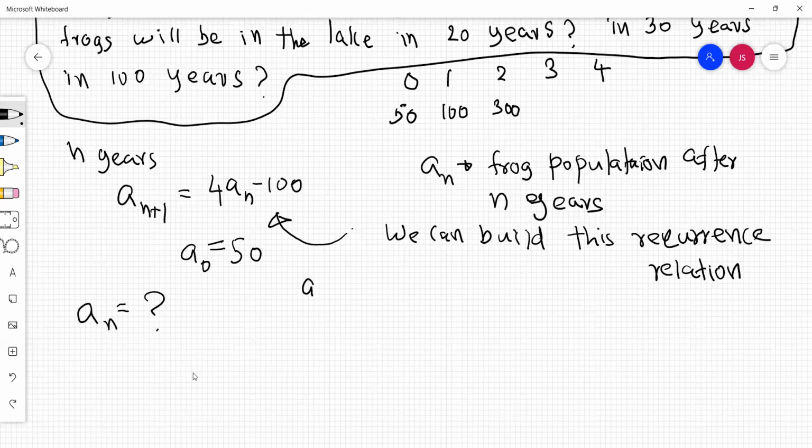Actually, if you put a_n equal to alpha^n, you can find it, right? Yes, sir, that's what I told. Alpha^(n+1) is equal to 4 alpha^n minus 100. Right. Now what happened?